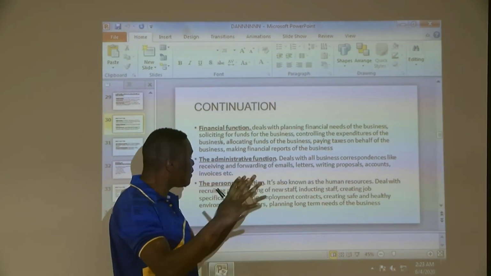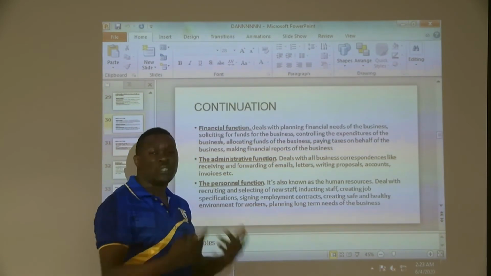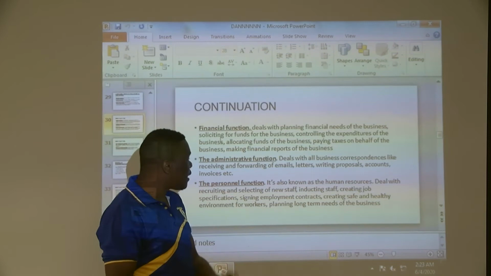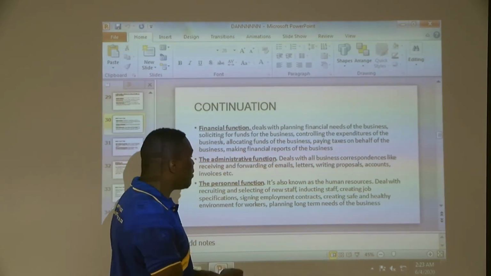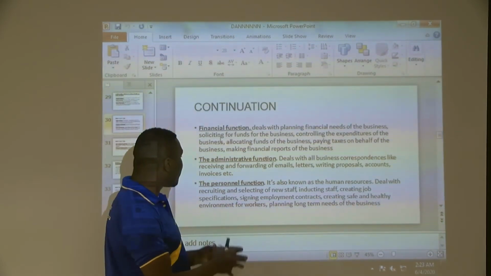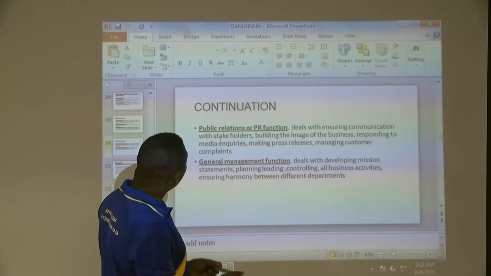Basically, within the human resource department is where you find this. Actually, it deals with recruiting, hiring new staff, inducting the new staff, creating job specifications for the new staff, and then planning long-term needs of the business. This is specifically the role of the personnel or the human resource department.